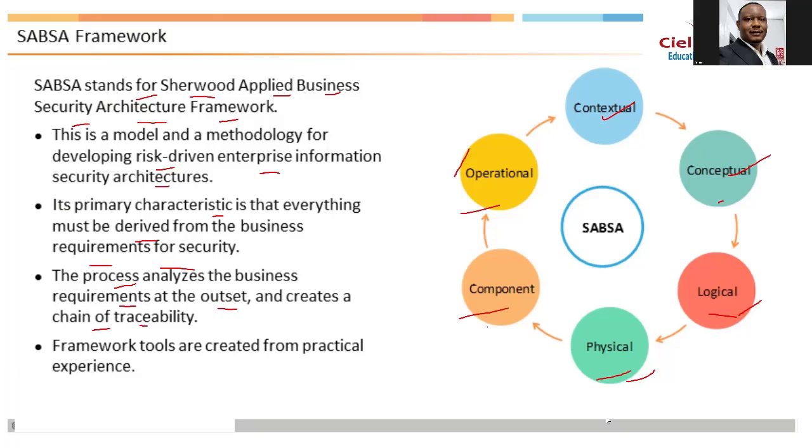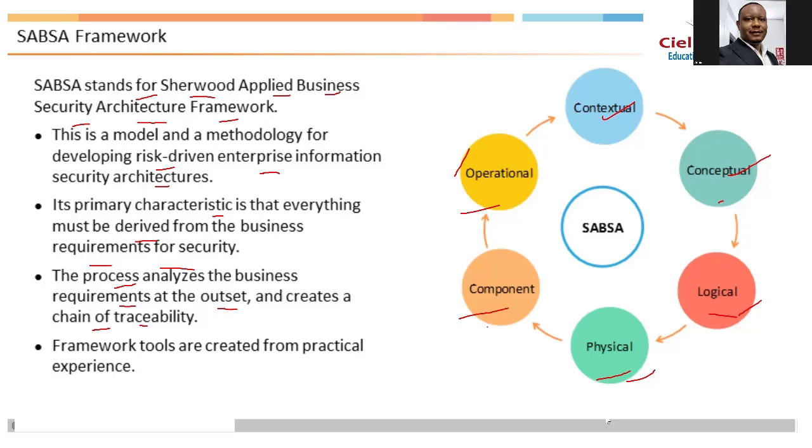So it asks, what are the business requirements for security? If you understand the organization's goal and business, this will help us determine measures we can take to protect the business. Then, conceptual basically translates the business requirement into what we refer to as high-level security concepts, for example, defining the overall security objectives, like ensuring data confidentiality and integrity.